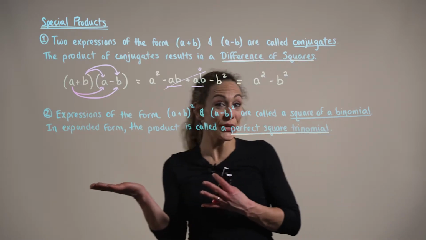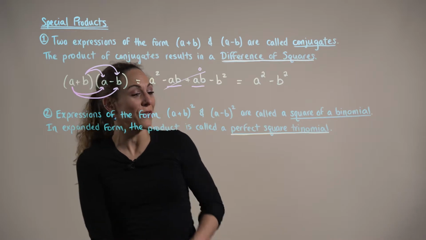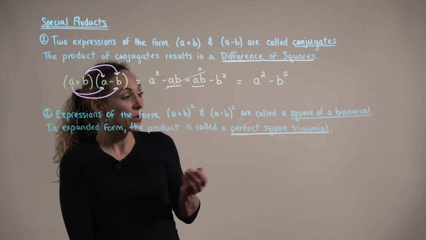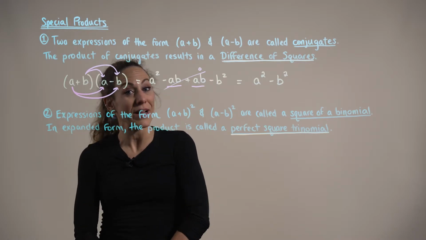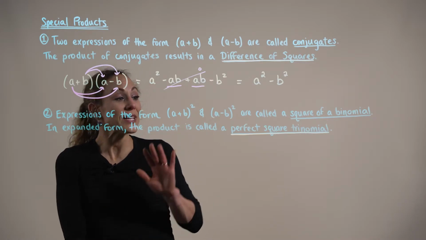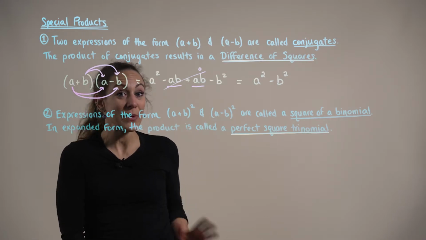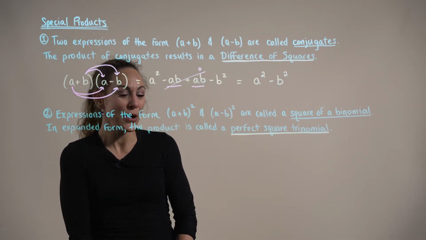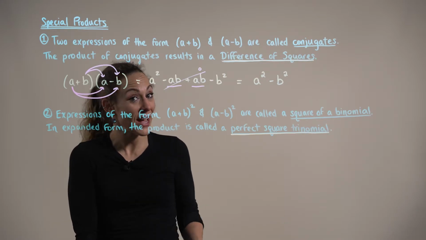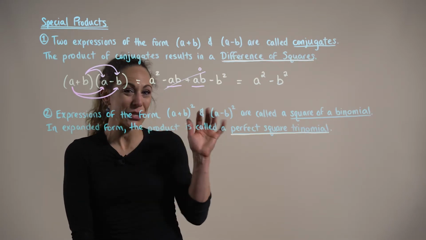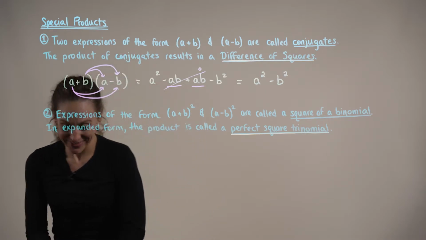Now, in case 2, we say that expressions of the form a plus b squared or a minus b squared are called squares of a binomial. And when we take these squares of binomials and we expand them or multiply them, we produce perfect square trinomials. So let's go ahead now and multiply out or expand each one of these binomial products.